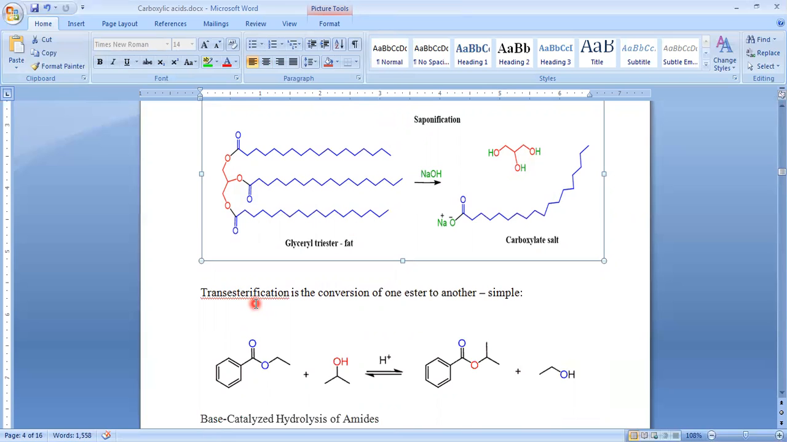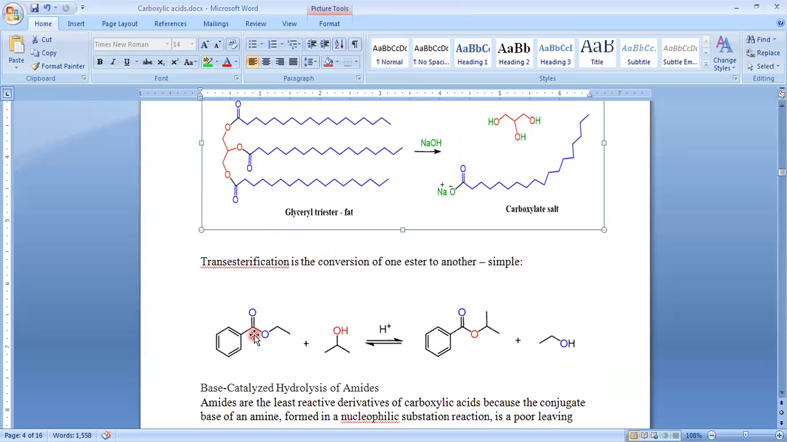So transesterification is nothing but conversion of one ester into another ester. See here, this is the ester functional group. On one side we have a phenyl group, and on the other side we have an ethyl group. This ethyl group can be replaced with an isopropyl group, which has 3 carbons. So this is ethyl benzoate, the starting material, and whenever it is treated with isopropanol in presence of acid, we get isopropyl benzoate. So one ester is converted into another ester, and that process is known as transesterification.